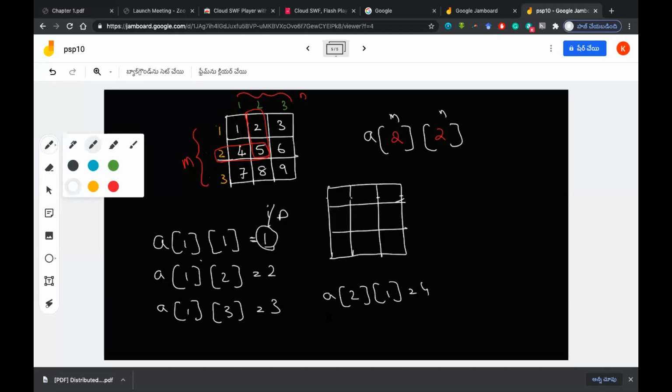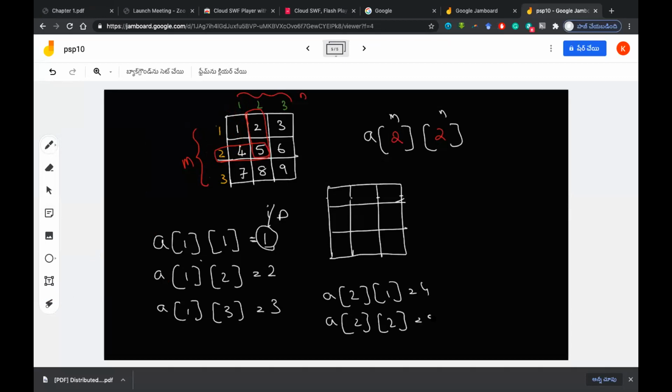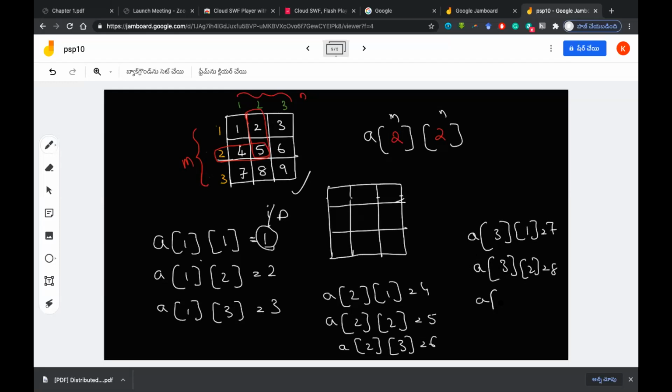Next, a of 2, 2 is equal to 5. Next, a of 2, 3 is equal to 6. The same way, a of 3, 1 is equal to 7. You can observe why I'm writing 3, 1 in this. A of 3, 2 is equal to 8. A of 3, 3 is equal to 9. So every time I'm trying to give the input so that it should happen.